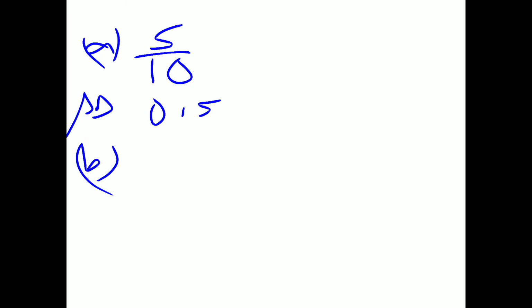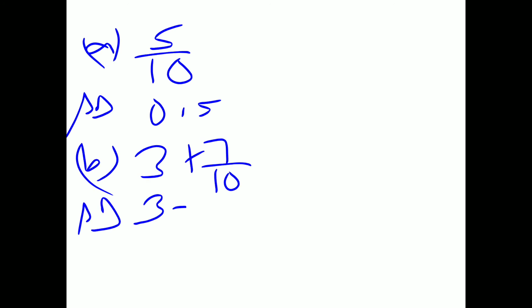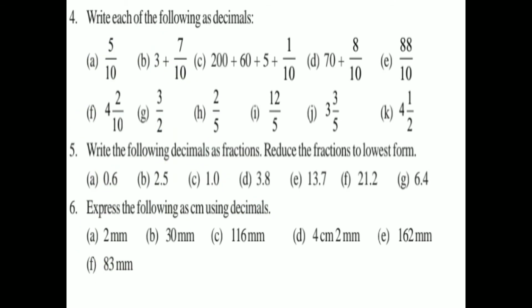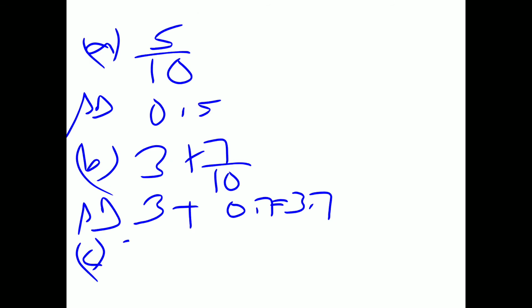B part, 3 plus 7/10. So firstly we convert the fractional number into decimal form. How? 7/10 will be 0.7. So it will be 3.7.